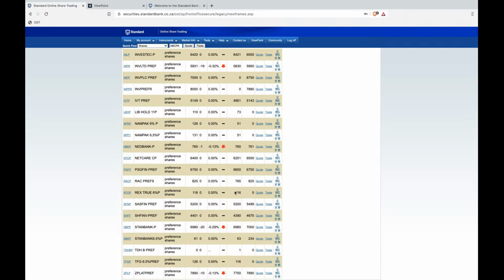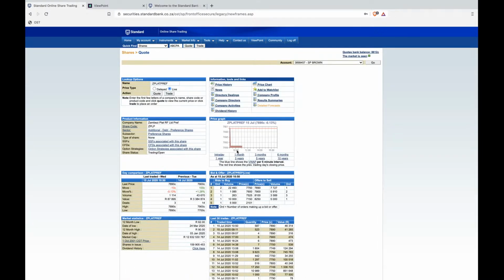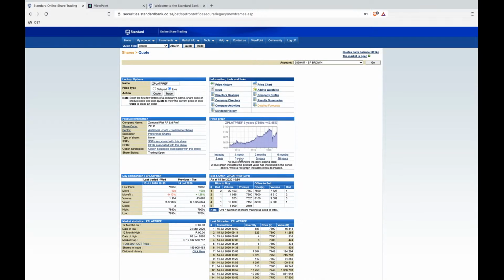The Zambezi Platinum preference is different. That is a roll-up. In other words, instead of dividend, it just moves it into the price. So what you can see is that it steadily increases. Now, it obviously collapsed earlier in the year when everything else was under pressure, but what you're seeing there is, in essence, it just rolls up that interest. It doesn't pay dividends out.